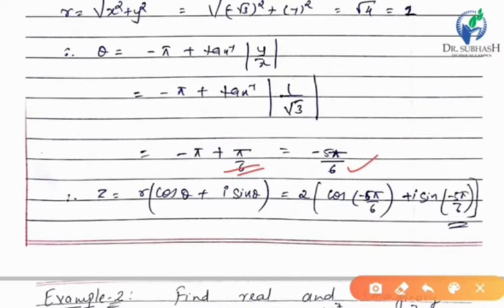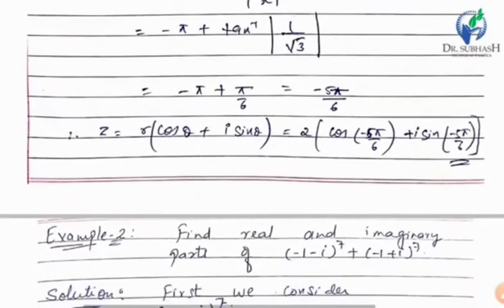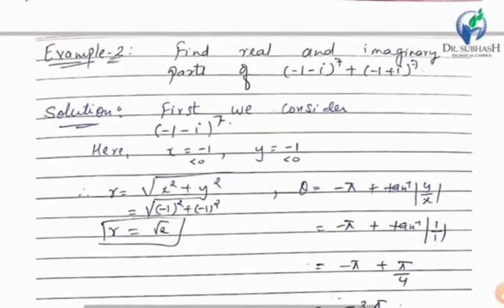Now again we know that the formula for polar form is z equal to r (cos theta plus i sin theta). Therefore z will be equal to r, we will replace here r equal to 2, cos minus 5 pi by 6 plus i sin minus 5 pi by 6. This is the value we have substituted here. So this is our final polar form of the given complex number.